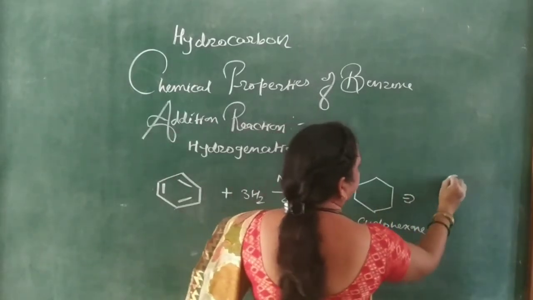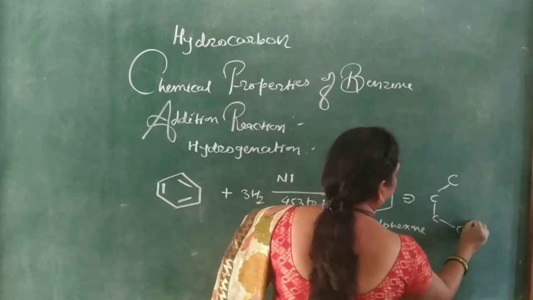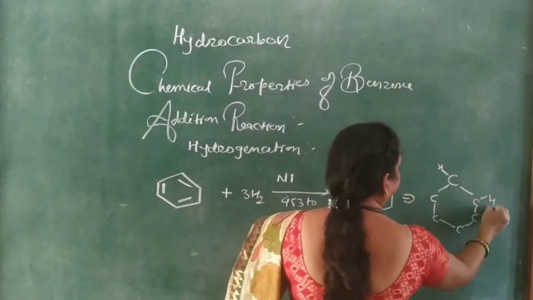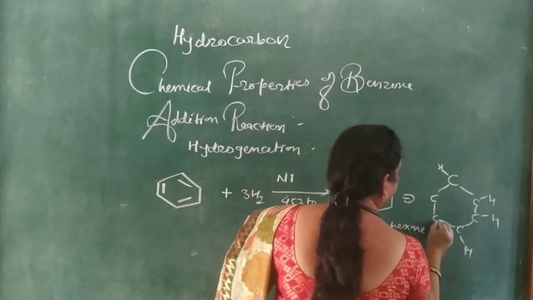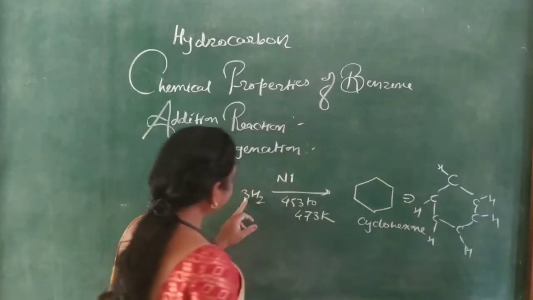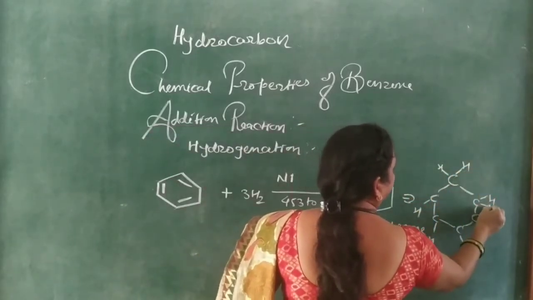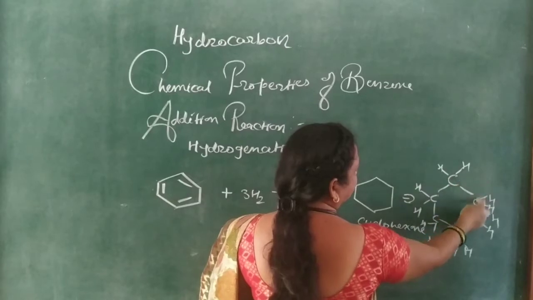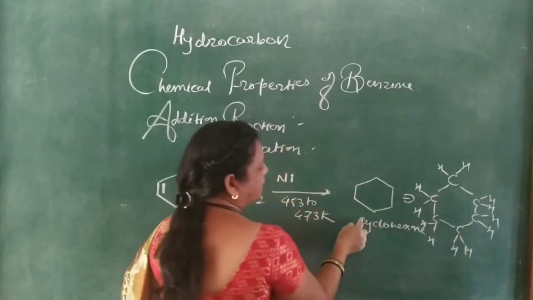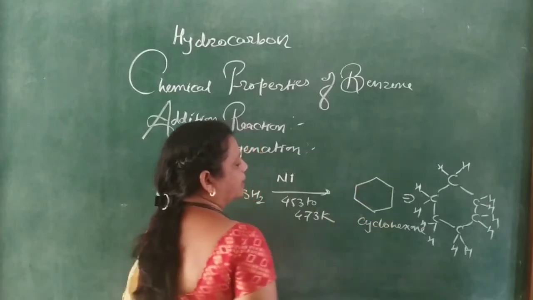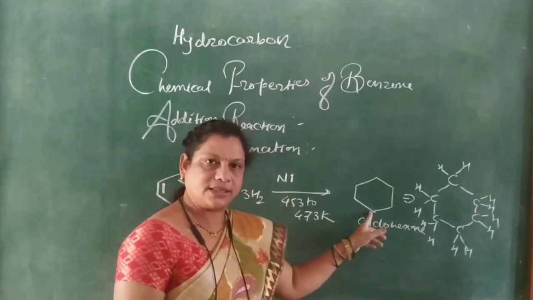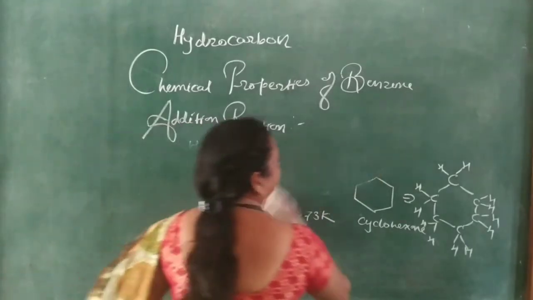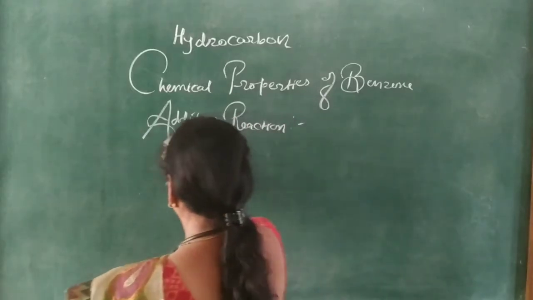So here C, again C, and C. One hydrogen atom is present initially, and these 6 hydrogen atoms combine in this way, which can be represented in this way. So this is called cyclohexane. Next, the third one, that is ozonolysis.